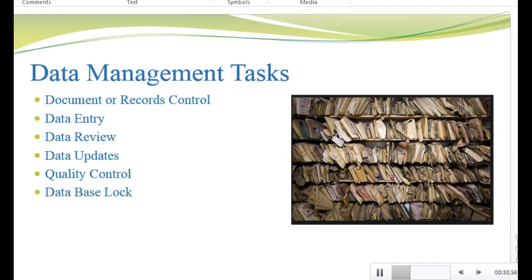Data entry refers to the process of transcribing or entering the data into the CDMS. Data review is the manual and programmatic checking done to identify discrepancies or errors in the database. Data updates are just modifications that you make to the data and/or the source document or case report form as you resolve your discrepancies or find new issues with the data. Quality control refers to a review of the database to ensure that it is accurate and it meets the acceptable error rate. It's different from quality assurance, which we'll talk about later in the course.